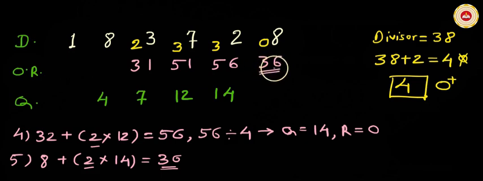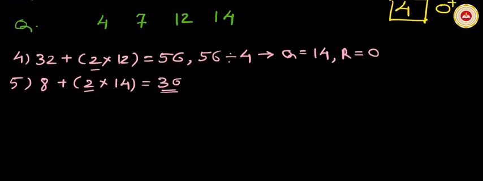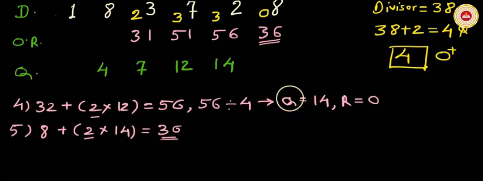This 36 is not the divisor or a multiple of the divisor, and we didn't get 0 here. It means that the given number 1,83,728 is not divisible by the given divisor 38. So this number is not divisible. Now let us find the quotient and remainder.